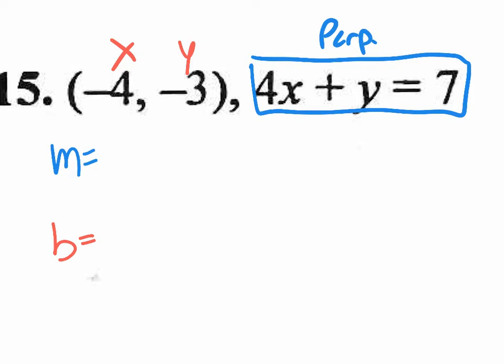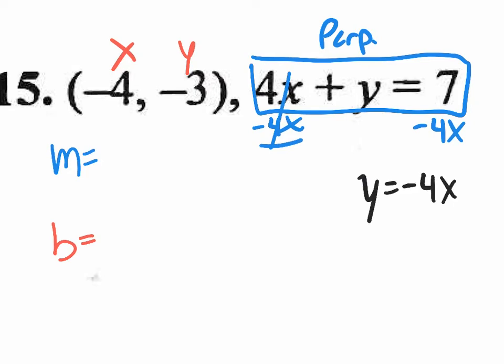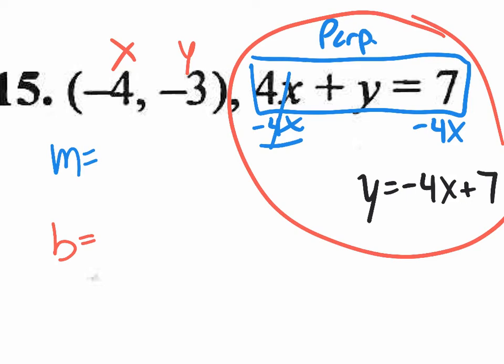Now this one, you don't even know the slope yet, right? What do you need to do to get the slope? You need to write it in slope-intercept form. So let's subtract 4x. Subtract 4x. You will have y equals negative 4x plus 7. Are you with me? So what is my slope of this line over here? My slope is negative 4 over 1.